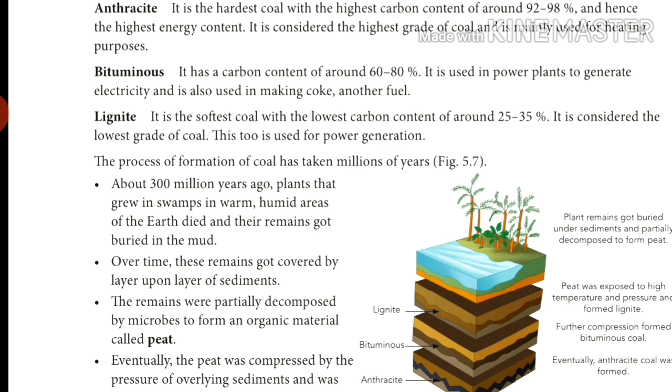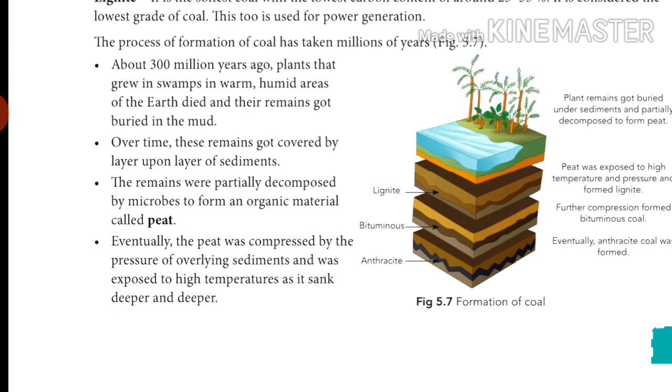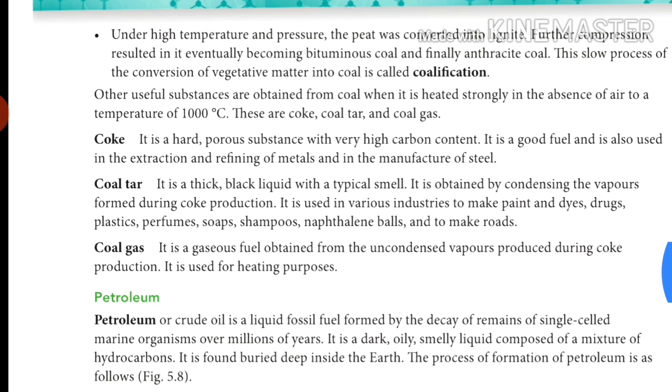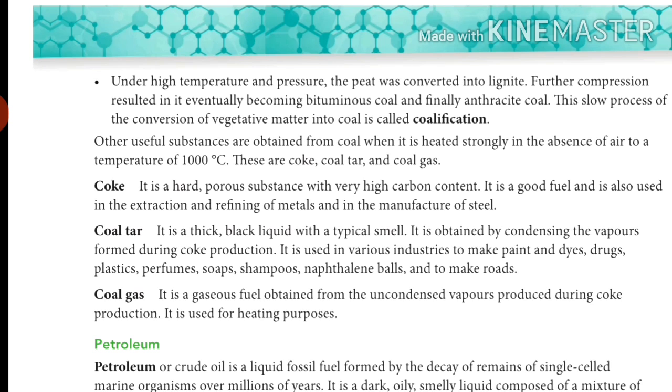Then we discussed the formation of coal. Millions of years ago, plants were buried under the ground along with sediments. Due to the high pressure, different types of coal were formed, like anthracite, bituminous, and lignite. Then we learned about the carbonization of coal, that is, the heating of coal in the absence of air. When coal is heated to 1000 degrees Celsius, three substances, coke, coal tar, and coal gas, are obtained, and we have learned their uses.